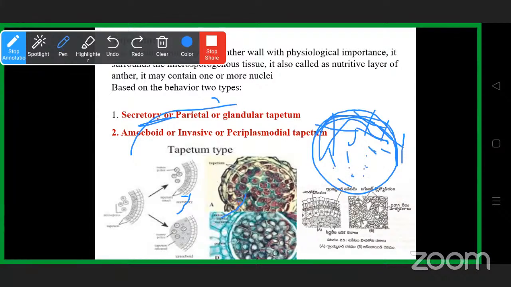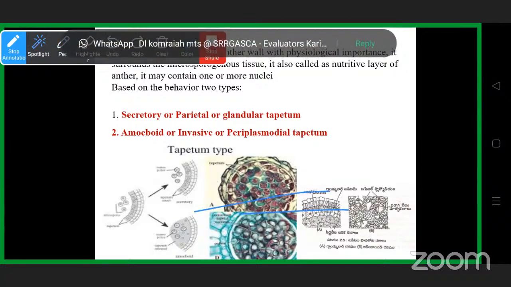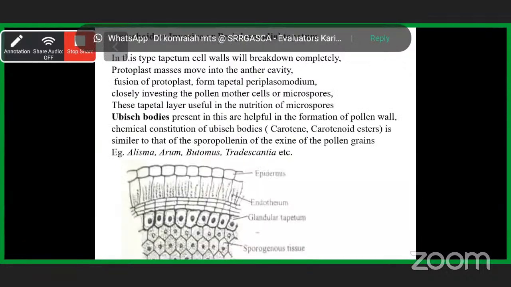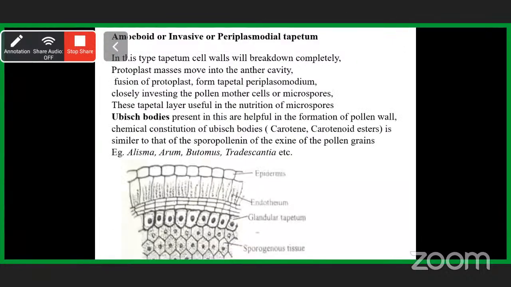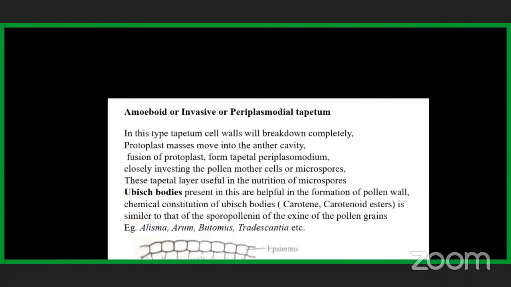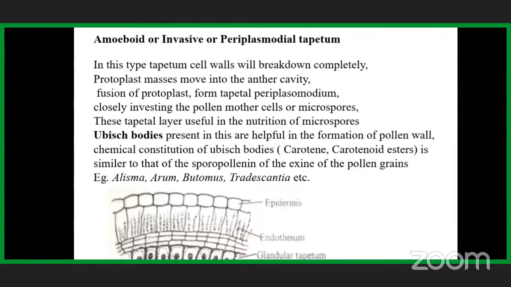It does the protection and it supplies the nutrition to mature the young pollens. Okay, these are the two types of the tapetum. Types of the tapetum is very important, and TS of the anther is also very important. These are all the parts you have to write. You see amoeboid tapetum, how it is, how the amoeboid or periplasmodial tapetum.